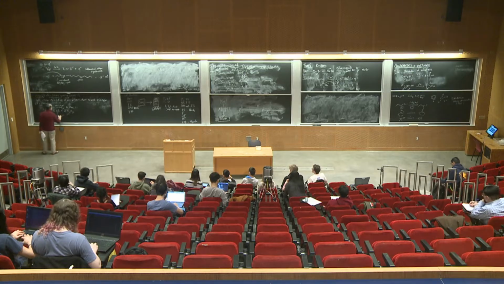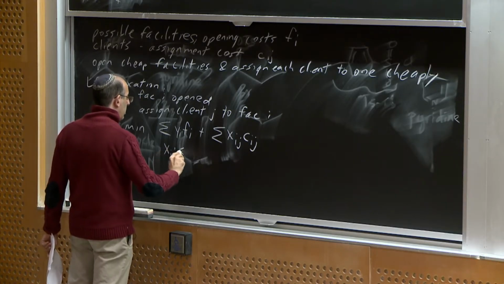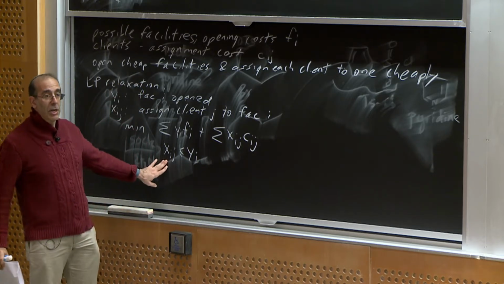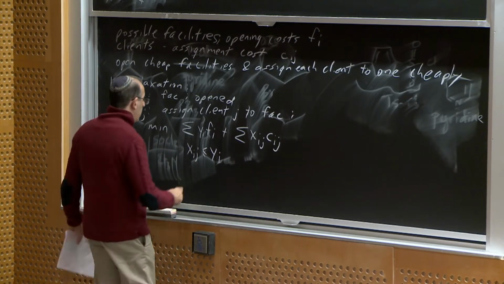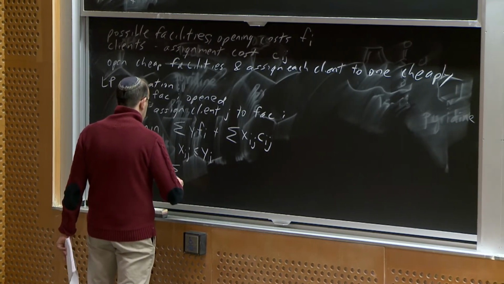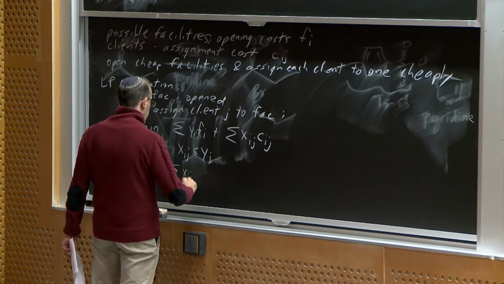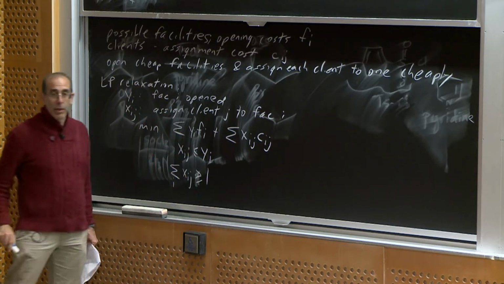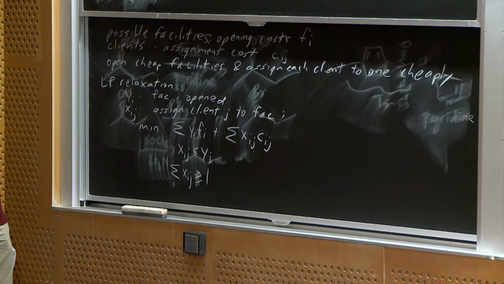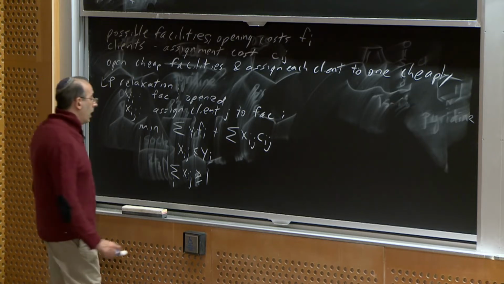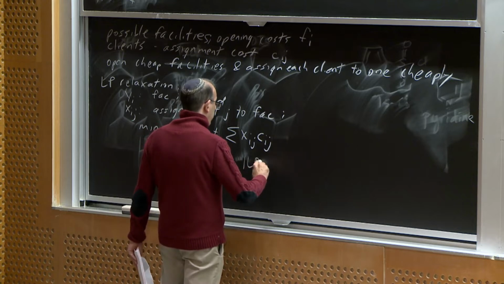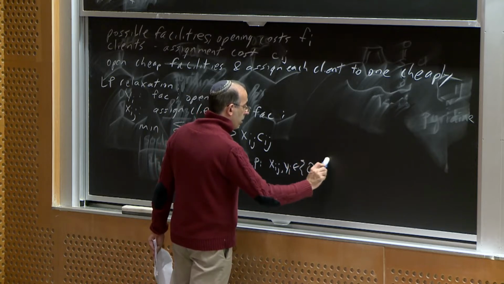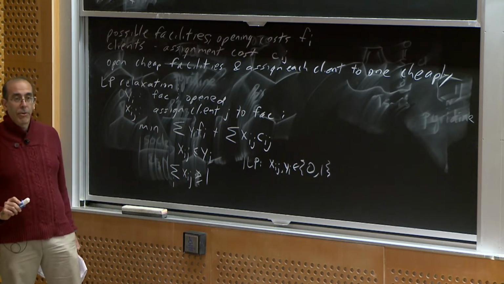But we had these constraints that you could only assign a client to a facility that was open, right? So in order for xij to be 1, you also need yi to be 1. And every client has to be assigned somewhere. So if you sum up all of the assignment variables for a particular client, they have to sum to 1, because at least one of them has to be 1. And the integer linear programming form of this will also have the constraints that xij and yi are either 0 or 1. They're indicator variables.